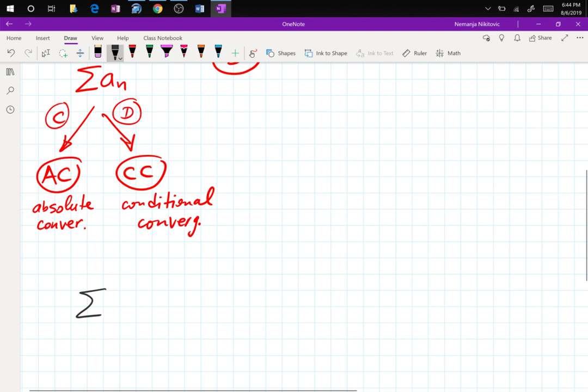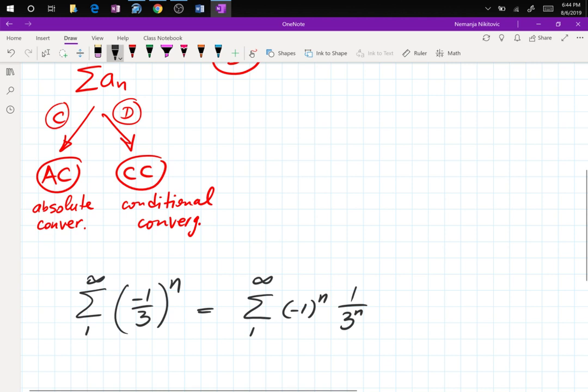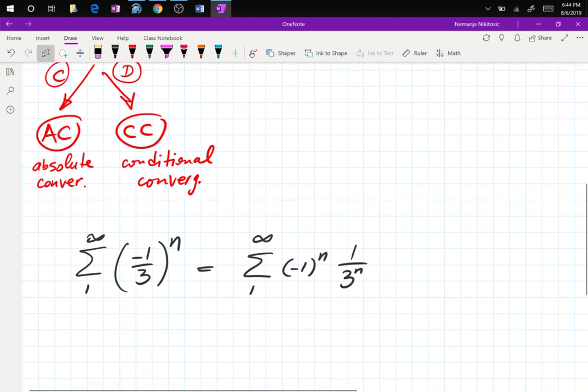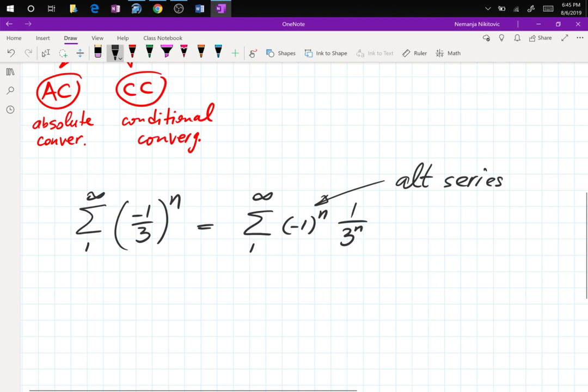Summation of negative 1/3 to the n, from 1 to infinity. Well, we're going to massage this a little bit with algebra and write this as a summation of negative 1 to the n, and then 1/3 to the n, 1 to infinity. So this is how you know that it's an alternating series, because you see it right there. What you do is you pick off a_n as 1/3 to the n.